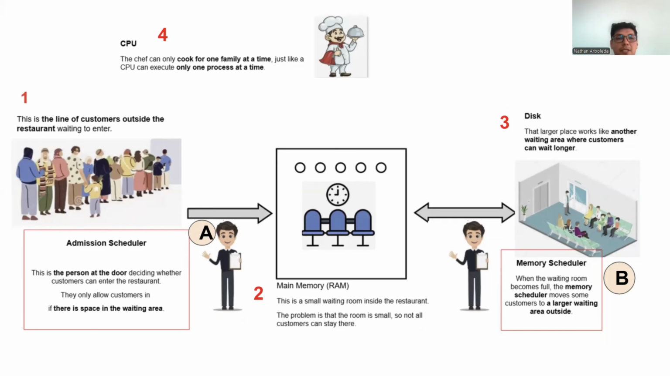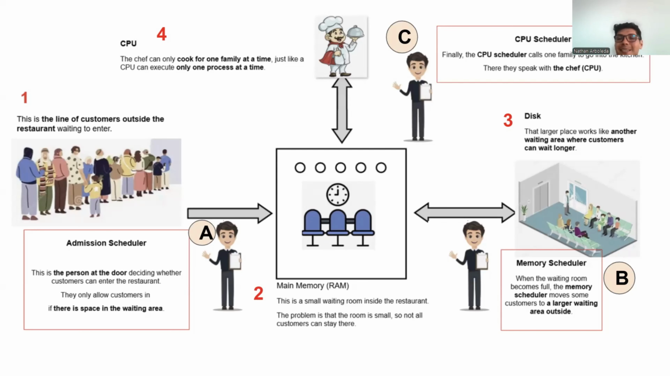Now we have number 4, the CPU. This is the chef. It can only cook for one family at a time, just like a CPU can execute only one process at a time. And for this, we also need a waiter. Finally, the CPU scheduler calls one family to go into the kitchen. There they speak with the chef, the CPU. So now we can see that by thinking of the operating system as a restaurant, it makes a little more sense how these numbers are related to structures. And the letters A, B, C can be represented as some sort of manager, so the people can flow correctly through all these structures, leading to the main goal, which is talking to the chef.